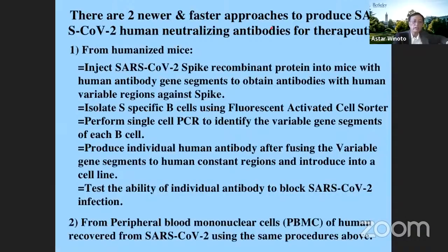And the second way is from peripheral blood lymphocytes or peripheral blood mononuclear cells from humans that have recovered from this deadly disease. But you also use the same procedure as above. So basically, you take this PBMC, you isolate the B cell using fluorescent activated cell sorter, perform single cell PCR, then produce the antibodies by introduction into a cell line.